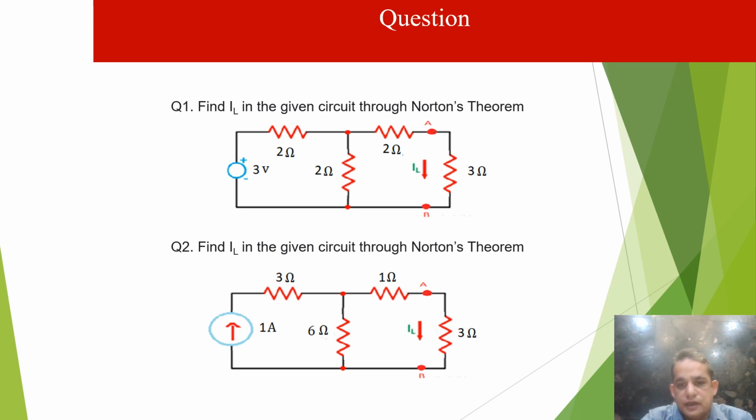Now I am giving 2 questions for practice. In this circuit, 3 ohm is the load resistance. Find the IL in the 3 ohm resistance. In the second circuit, also find the IL in the 3 ohm resistance. The difference is only that in question 1 we give a voltage source, and in the second question we give a current source.